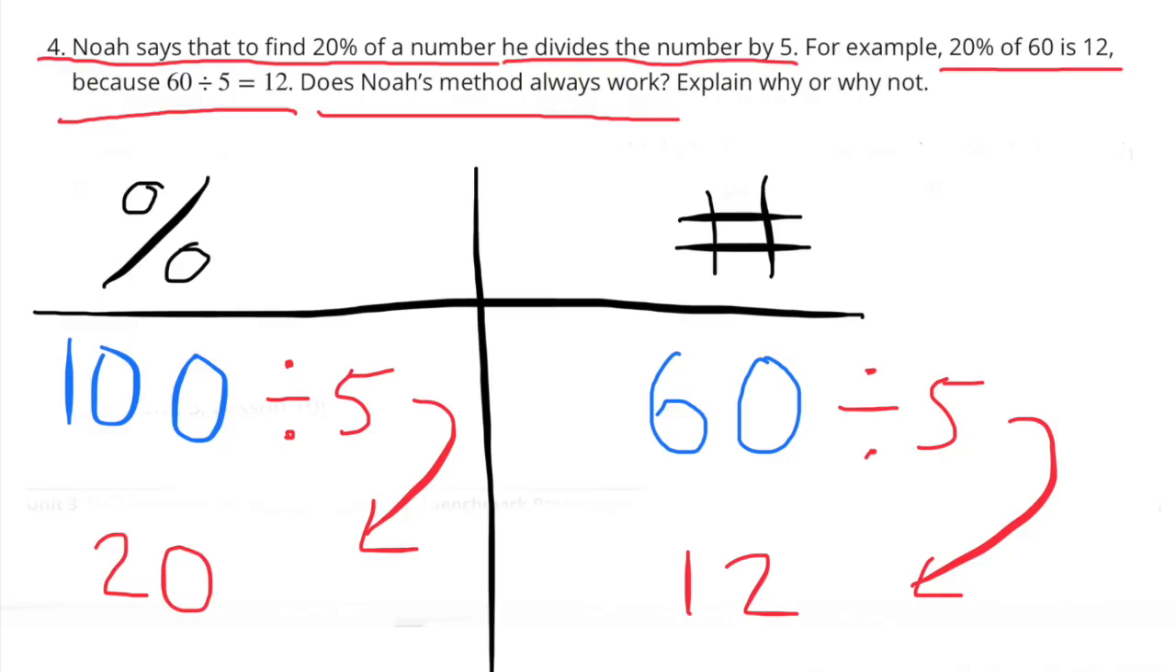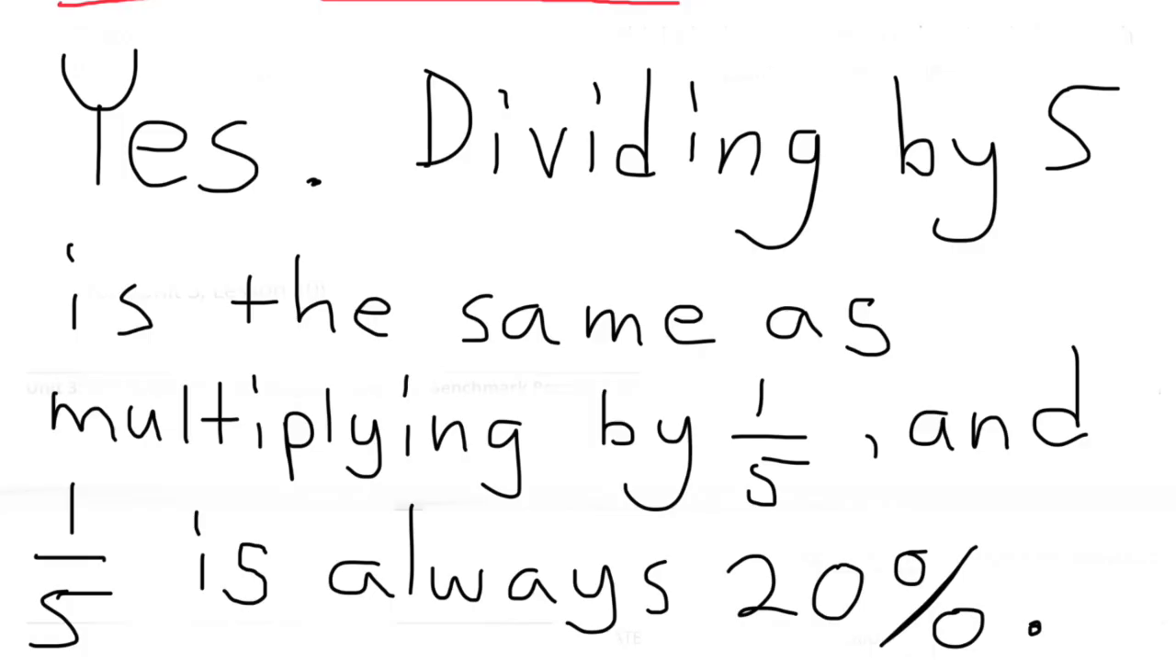I put the percentage on the left column and the number on the right column. On the right-hand column, let's do 60 divided by 5 to get 12. Now on the left-hand column, let's do 100% divided by 5 to get 20%. Well, that obviously works. Yes, dividing by 5 is the same as multiplying by 1/5, and 1/5 of something is always 20%.